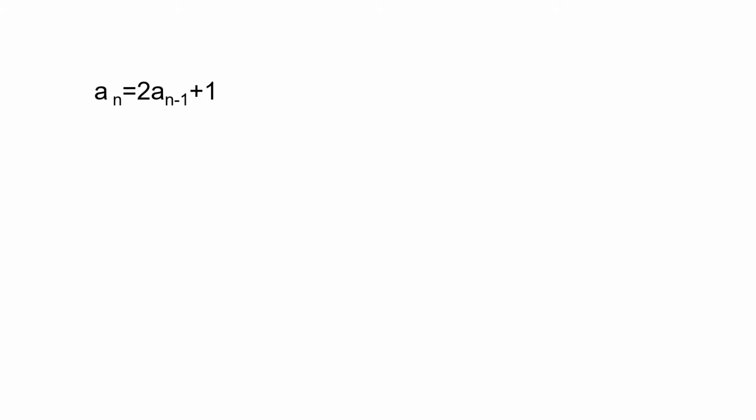From this sequence, we can obtain the formula, which is a_n equals 2 times a_(n-1) plus 1. We can use an iterative approach to solve this recurrence relation by repeatedly expressing a_n in terms of the previous step of the sequence.